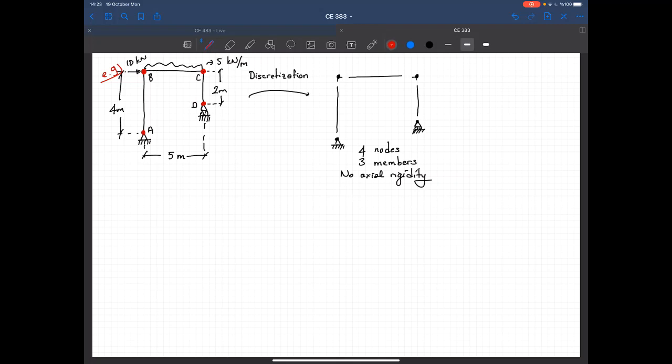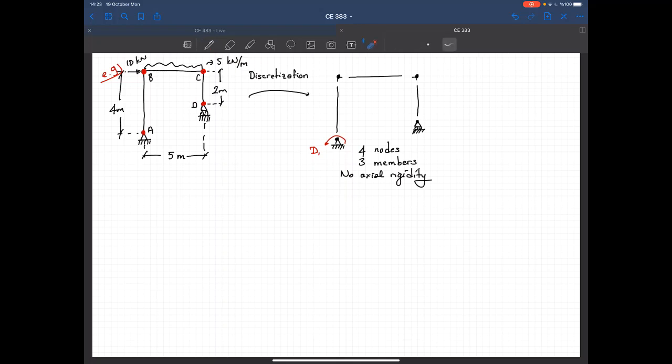And let's go node by node. So I'm at node A right now. The first question, can it translate in the horizontal direction? The answer is no, so I don't assign any degrees of freedom. Can it translate in the vertical direction? The answer is no, no degrees of freedom. Can it rotate? The answer is yes, so I'll assign my first degree of freedom to this point. Jump to the second node.